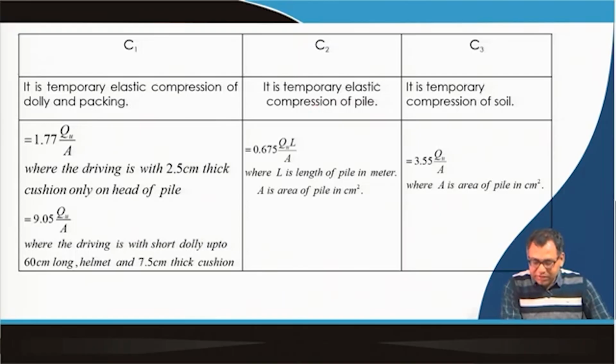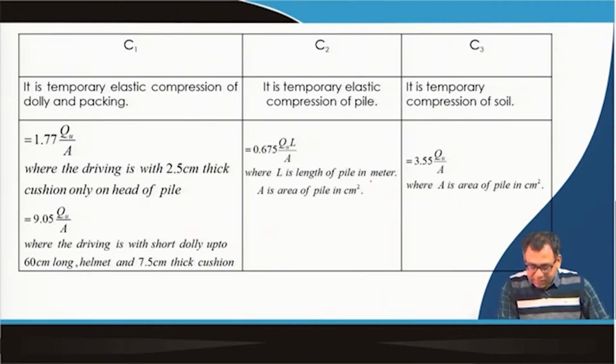So, C2 is the compression of the pile or pile material, all the elastic compression. C3 is the elastic or temporary compression of the soil, and C1 is the compression of dolly and the packing. So, this way we can determine the different components. If the cushion on the pile head is 2.5 centimeter, then we use this equation. And if the cushion is 7.5 centimeter, then you have to use this equation. And then this is the equation for pile compression, this is the equation for the soil compression.